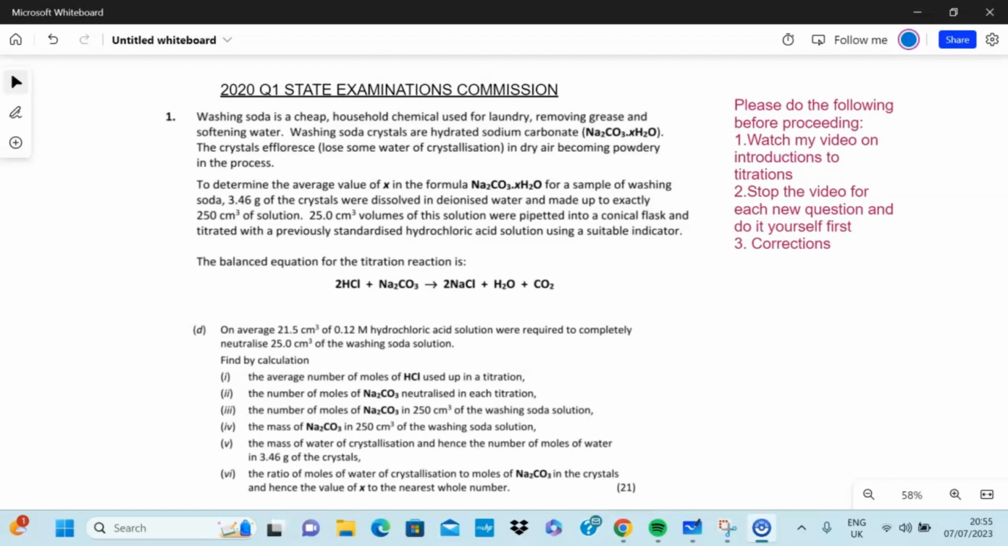If you look at this exam paper over here, it's the state exams, so all credits go to state exams, whatever you see here. This is 2020, question 1, and this is the washing soda experiment, all right? The washing soda experiment is the exact same as your anhydrous sodium carbonate and HCl experiment, except you use the crystallized version of the sodium carbonate. It is a shame that the calculations really put students off doing this exam question well, and it really ruins the marks for them. If you get that right, it'll be very easy to deal with this.